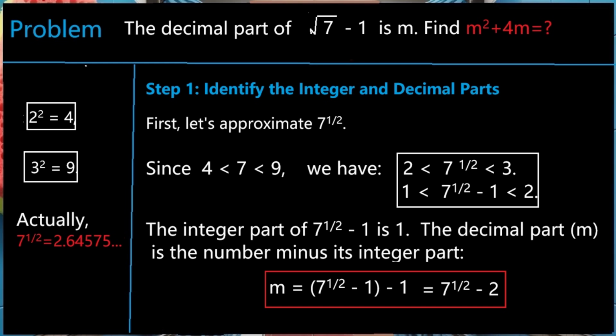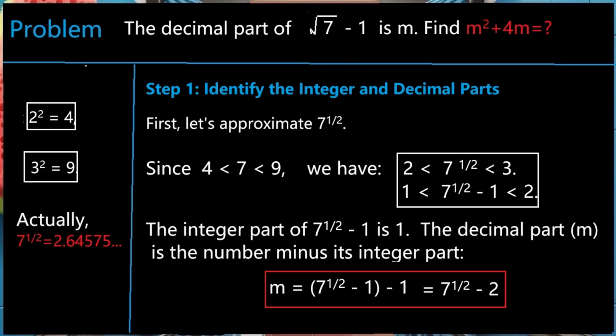Let's start by estimating the square root of 7. We know that the square of 2 equals 4 and the square of 3 equals 9. Since 7 lies between 4 and 9, the square root of 7 must lie between 2 and 3. If we subtract 1, then the square root of 7 minus 1 falls between 1 and 2. That means the integer part of the square root of 7 minus 1 is 1.